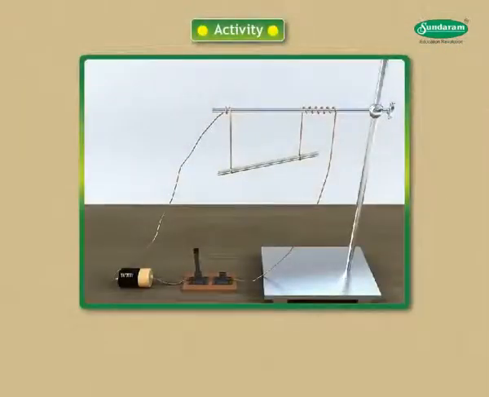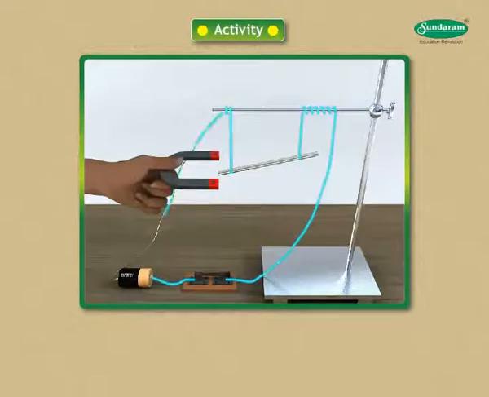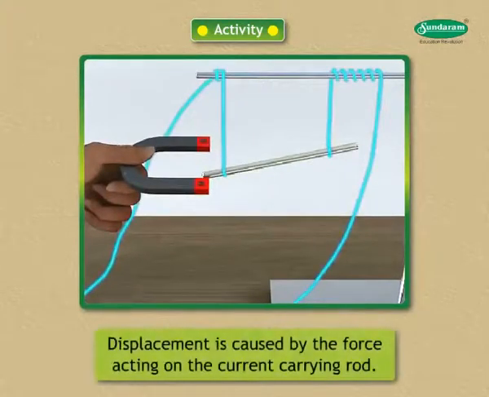Activity. Take a small aluminium rod AB. Suspend it horizontally by means of two connecting wires from a stand. Now place a strong horseshoe magnet in such a way that the rod is between the two poles with the field directed upwards. If a current is now passed through the rod from B to A, you will observe that the rod gets displaced. This displacement is caused by the force acting on the current-carrying rod.